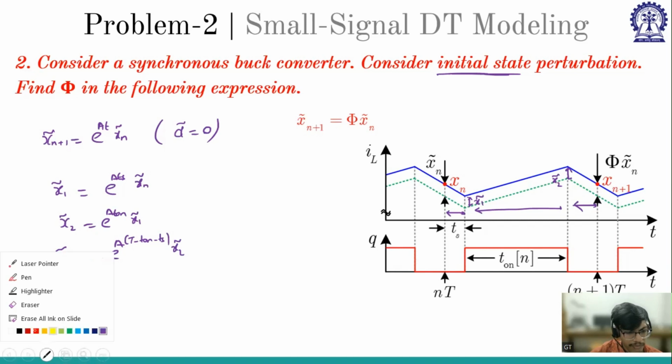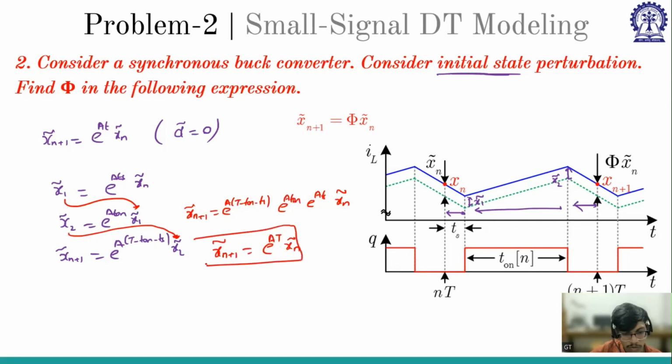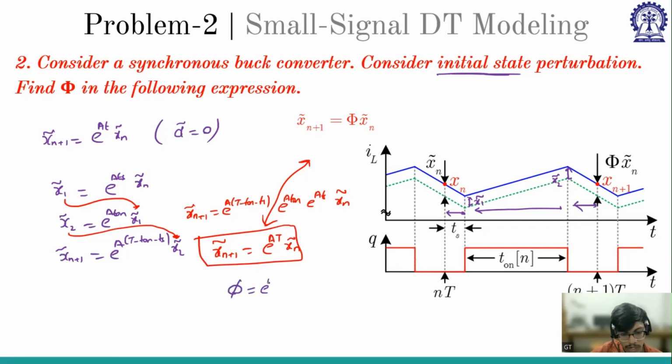I have to do some manipulation. I have to substitute this here, and I have to substitute this here. Then I'll get xn plus 1 perturb equal to e to the power A (T minus T on minus Ts), e to the power A T on, e to the power A Ts into xn perturb. Now if I do the addition, I'll get e to the power AT into xn perturb. So if I compare this with this, I'll get phi is nothing but e to the power AT.